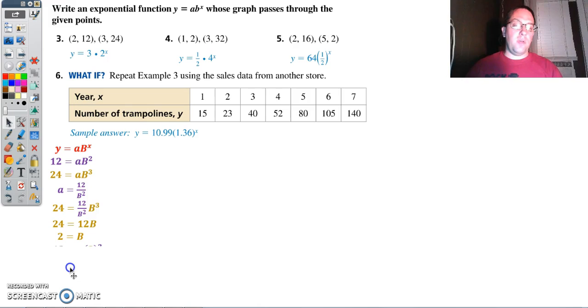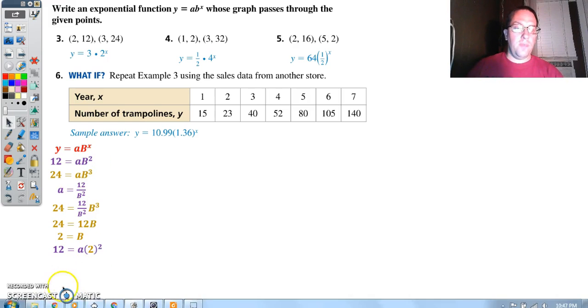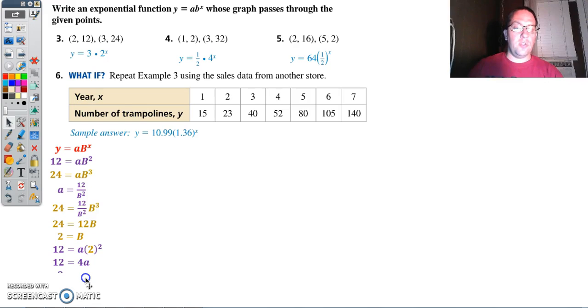Take your b value, plug it back into the first equation. 12 equals a times 2 squared. Not that, b squared. 2 squared is 4, so for a we divide by 4, and a equals 3. Plug a and b back into our original equation, and we have y equals 3 times 2 to the x.